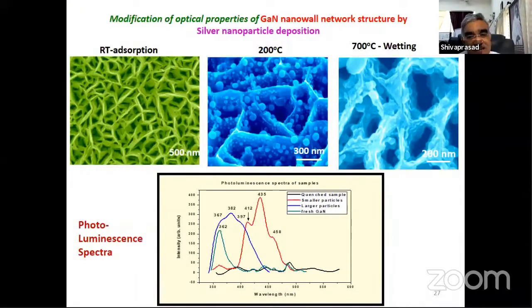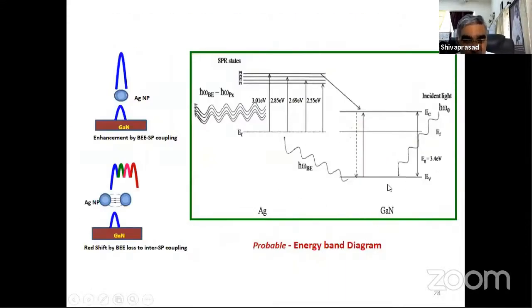And we saw that by changing the size of these particles, we could change the light emission, which I talked about in the electron confinement problem. So using electron confinement, we could see all these kinds of changes. And then we have developed a model to say how this light is emitted.